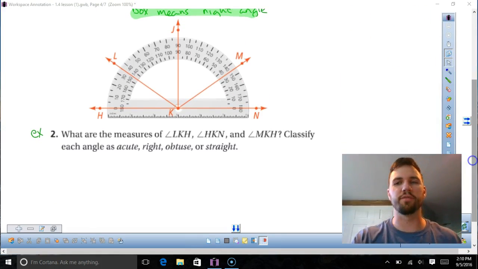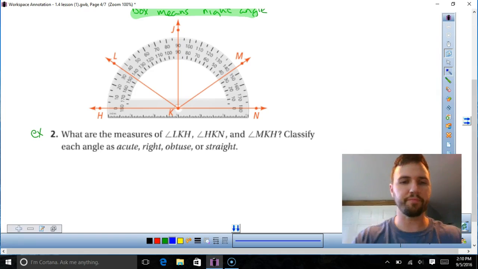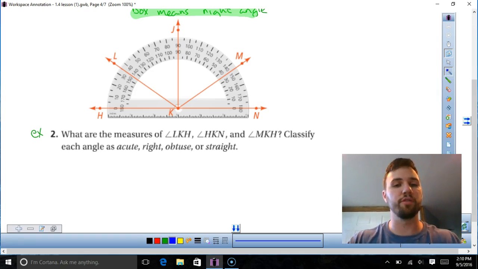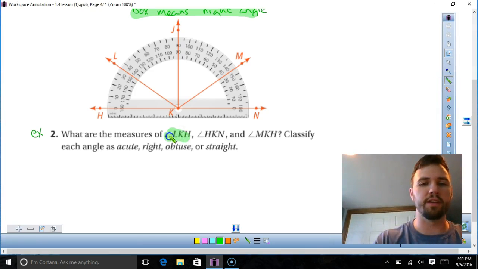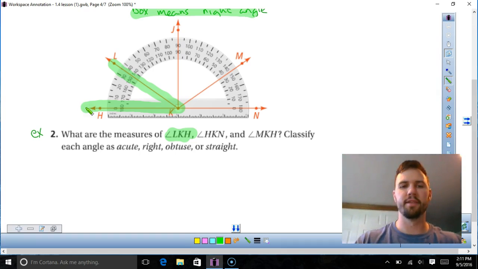So let's take a look at this protractor. We have to label each of these as acute, right, obtuse, or straight. So let's go case by case. The first one we're going to look at here is LKH, and I highlight it for you guys.